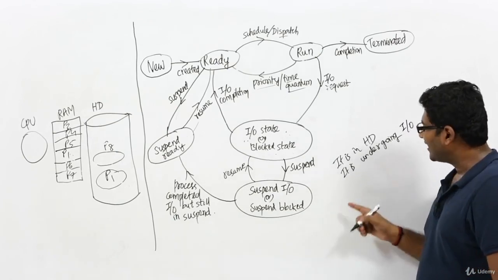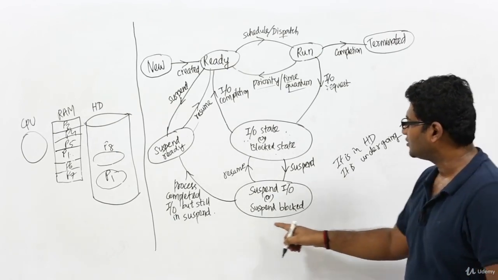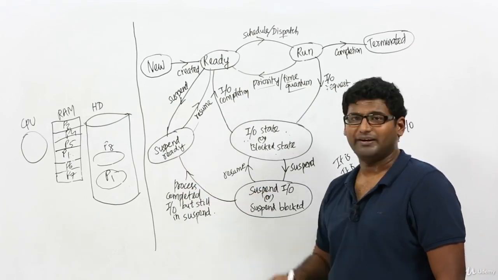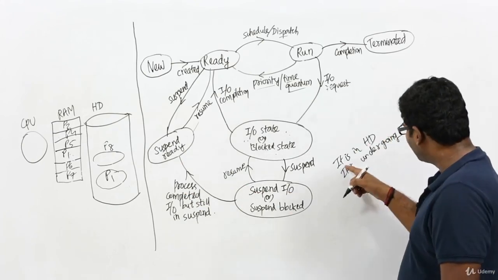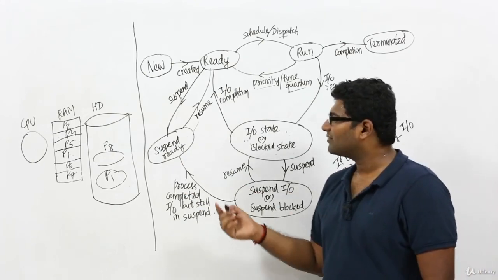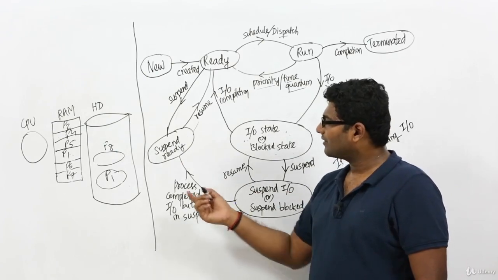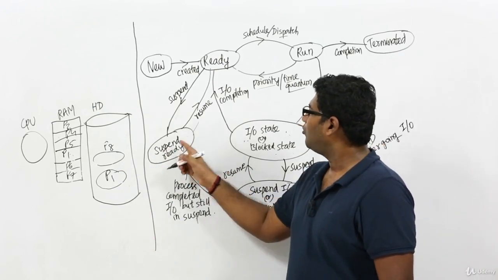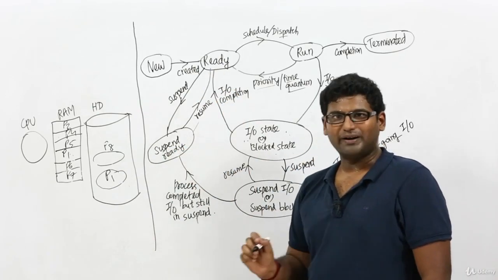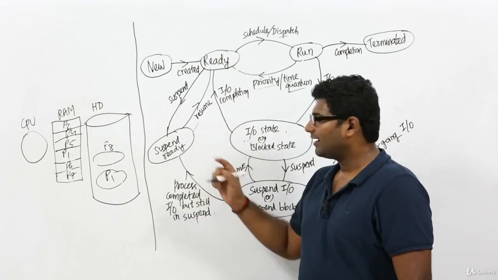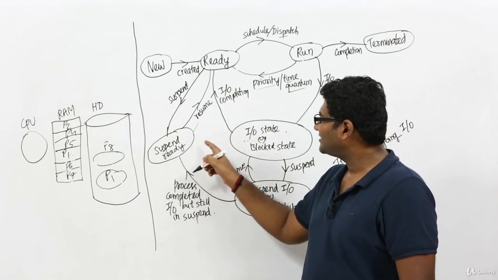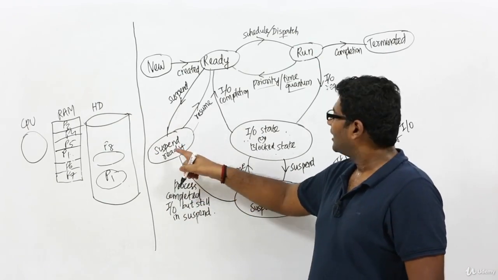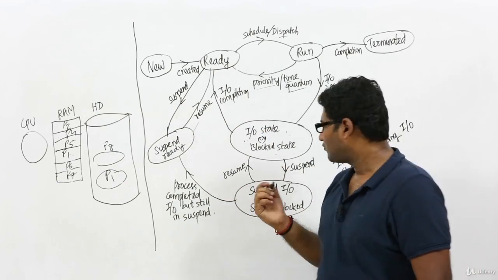Now, in case it has completed its IO, this process has to be moved to the suspend ready state. Why? Because it has completed its IO, but there is still no space inside the RAM, so I cannot move it to the RAM. It stays in the hard disk, but it is ready to move to the ready state. It is suspended because of lack of space, but it has completed its IO, which is as good as saying that this process is in suspend ready state. Once the space becomes free, it will move to the ready state.